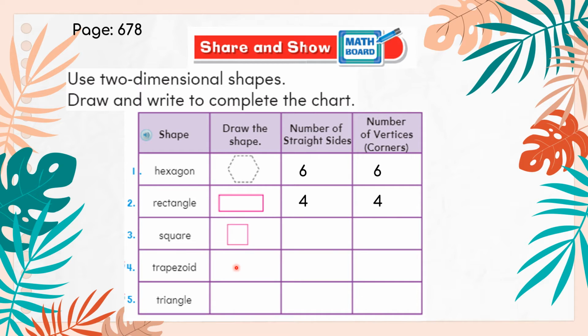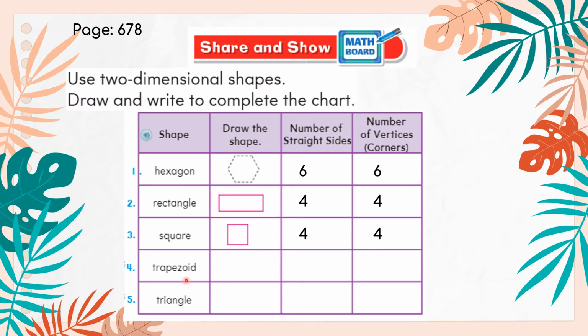Let's draw a square now. This is how a square looks. A square has 4 sides of the same length, equal length. Let's see. How many sides does a square have? 1, 2, 3 and 4. So it has 4 straight sides. Now how many vertices does a square have? 1, 2, 3 and 4. So it has 4 vertices as well.